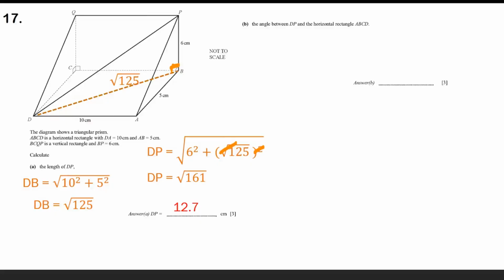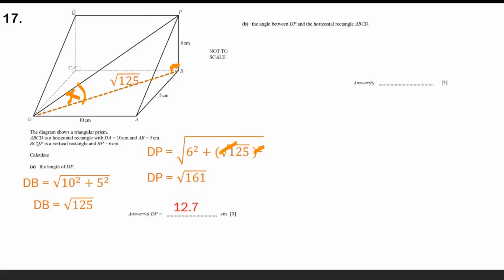Question B, the angle between DP and the horizontal rectangle ABCD. So what you're looking for here is the angle here. Let's say this is angle X, for example. So angle X now is found using trigonometric ratios. You have 6 as the opposite, and you have the square root of 125 as the adjacent. You can also use the 12.7 or square root of 161 for DP. But in my case, I will just use the square root of 125 as the length of my adjacent.